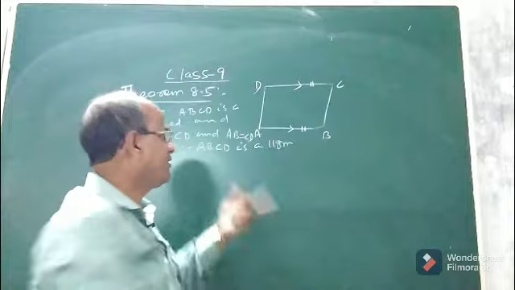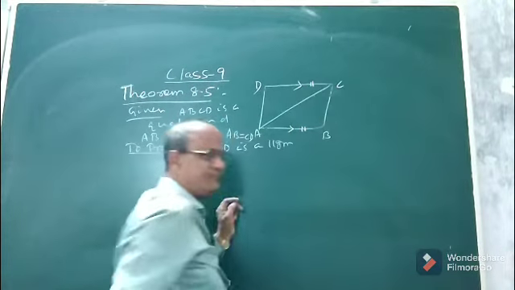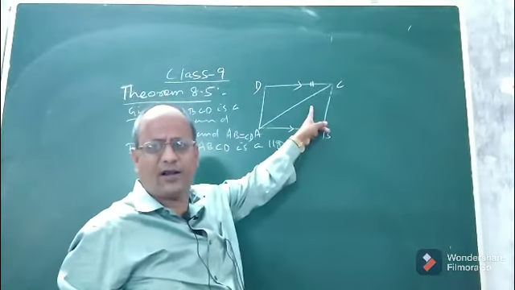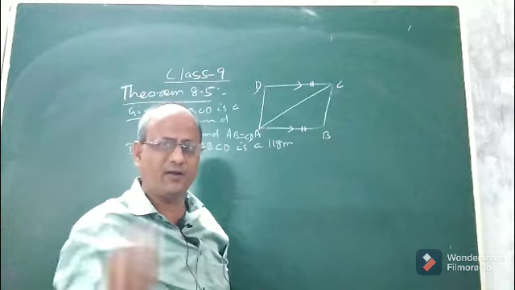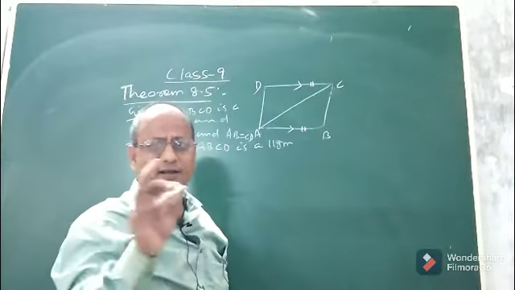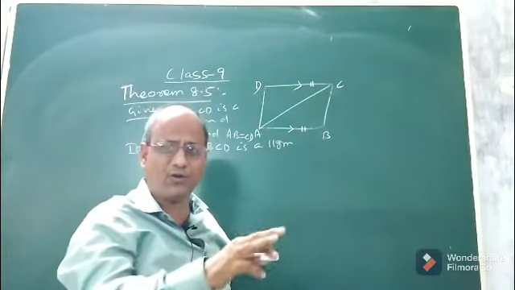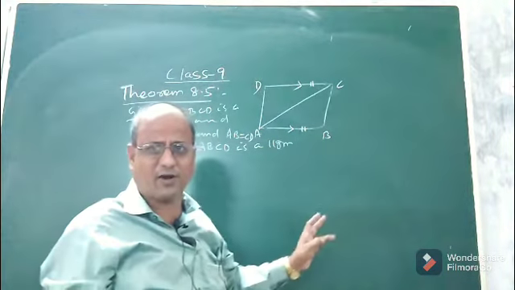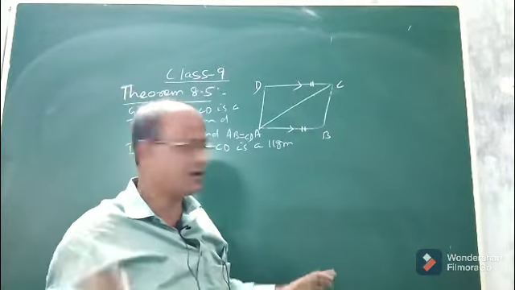So what is the construction? You join any one diagonal. Suppose I will join this diagonal. See, now on joining the diagonal AC, the quadrilateral has been divided into two triangles, and you know a diagonal divides a parallelogram into two congruent triangles. But here ABCD is not a parallelogram; it is a quadrilateral. Simply, we have to prove that it is a parallelogram.